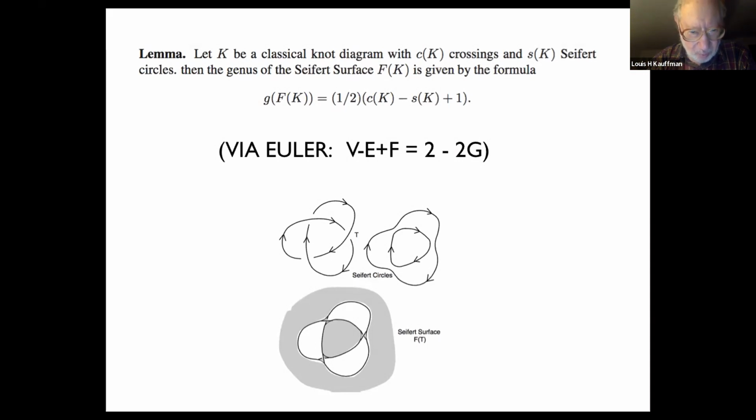Divide by 2 and you get 1. The genus is 1. This is, in fact, a punctured torus. So it's worth remembering that twice the genus of the Seifert surface is equal to the number of crossings minus the number of Seifert circles plus 1.